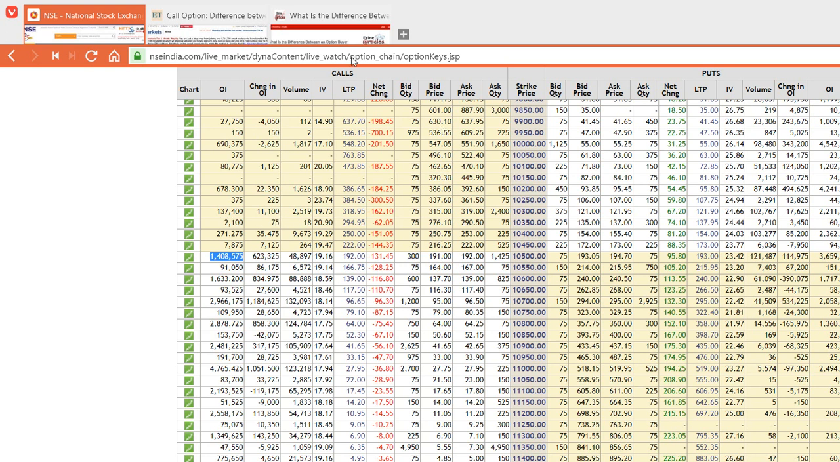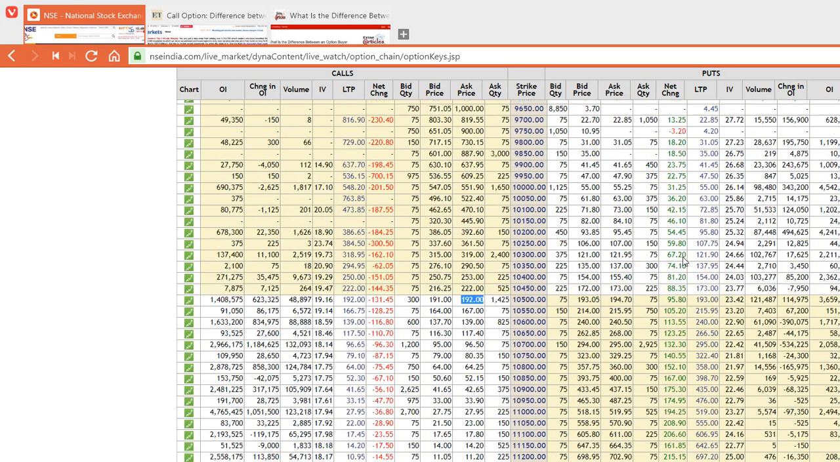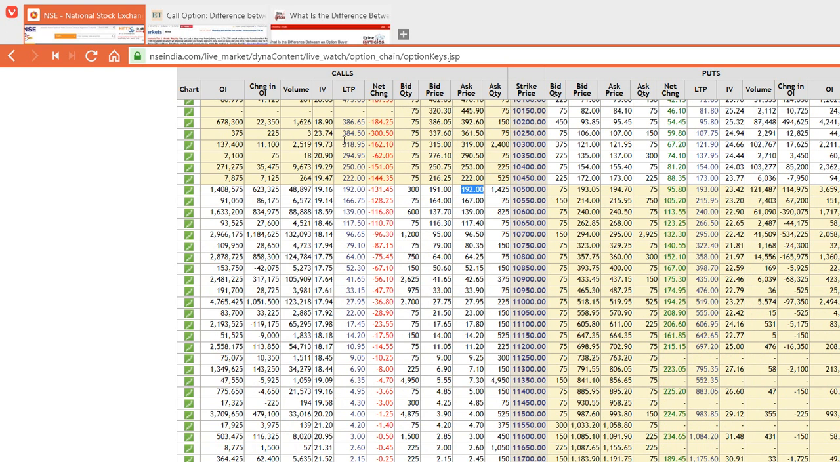If you see the bid price here, it's where the buyer is bidding the price, and the ask price is where the seller is asking the price. This is the seller's price, this is the buyer's price, and buyers are available at this price, sellers are available at this price. Please do remember that this is not live right now, the markets are closed and this is just an example. However, in the live market also you might see this data very clearly.